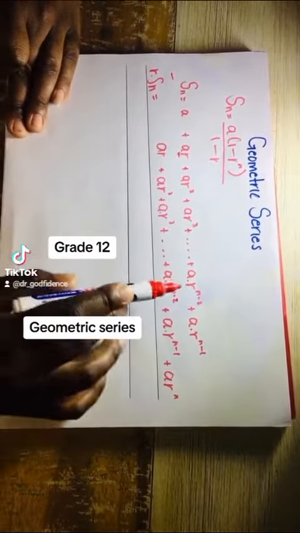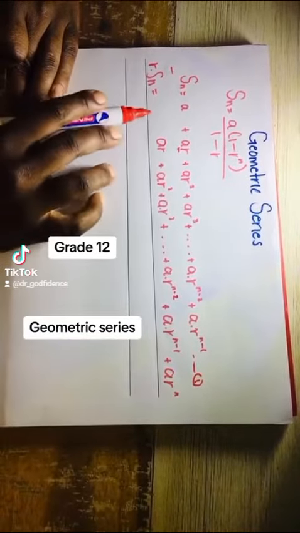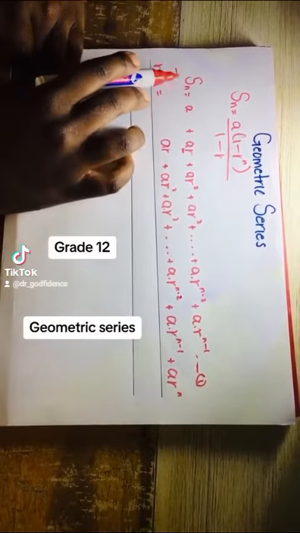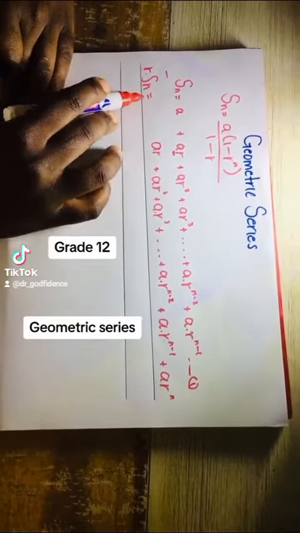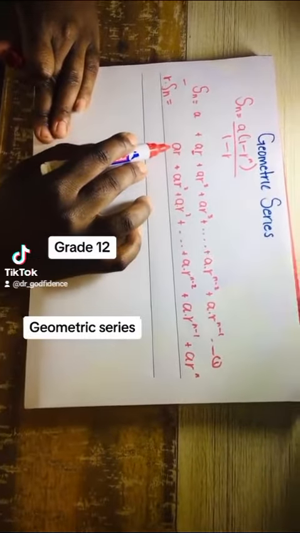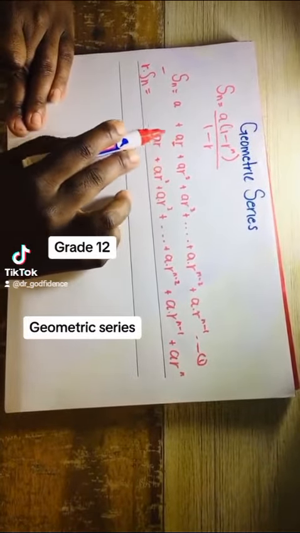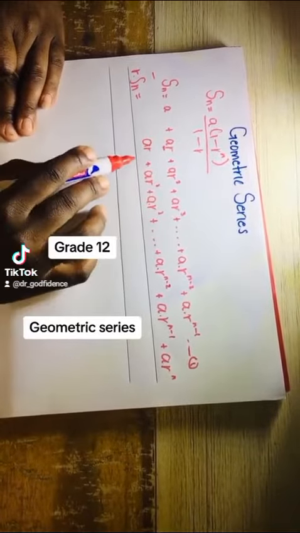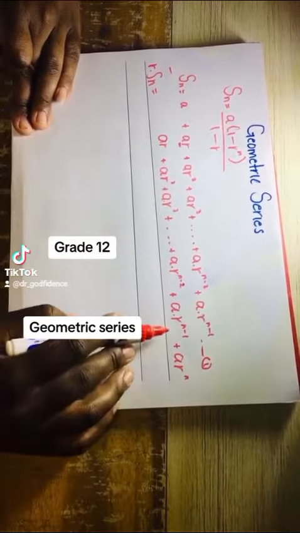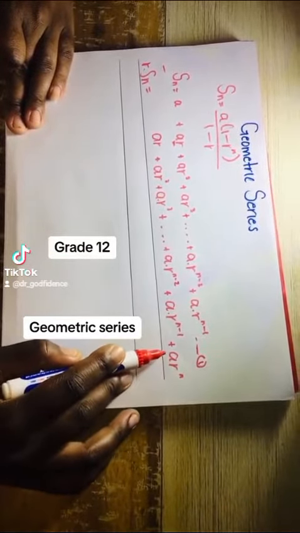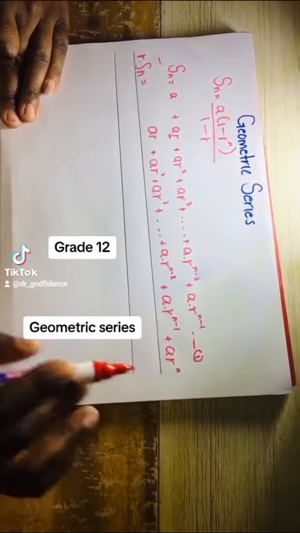And then for the second step, we are going to multiply the first equation. This is our first equation. We're going to multiply it by r, which is our common ratio. And then Sn multiplied by r is going to give us r times Sn equals a times r, which is ar. And then you write it below the ar, which is the second term of the first equation. And then you do the same for the third term, the fourth term, up until you have a times r to the power of n.